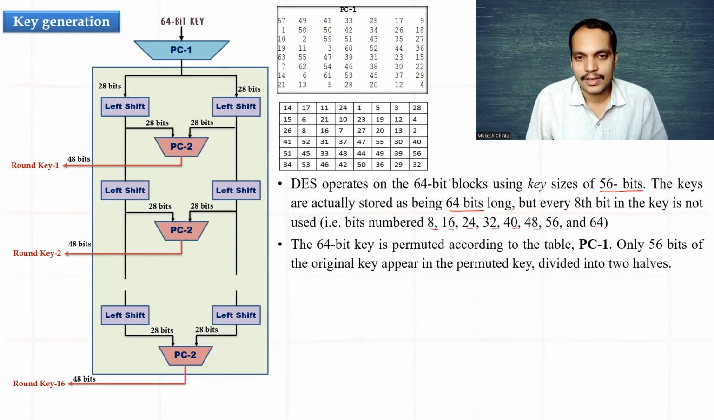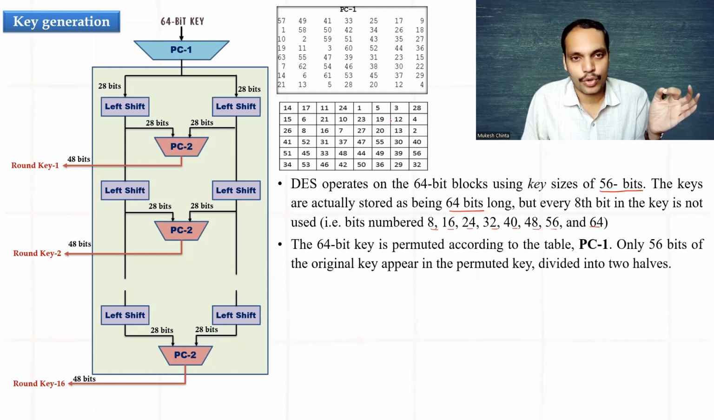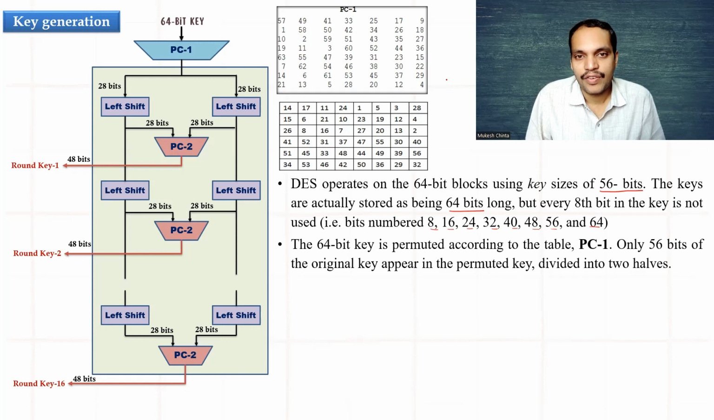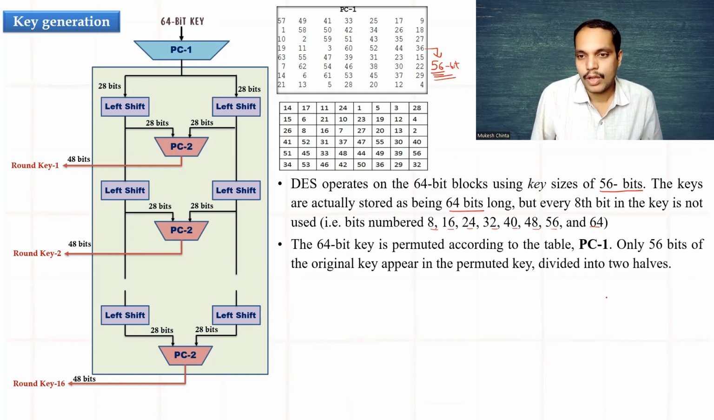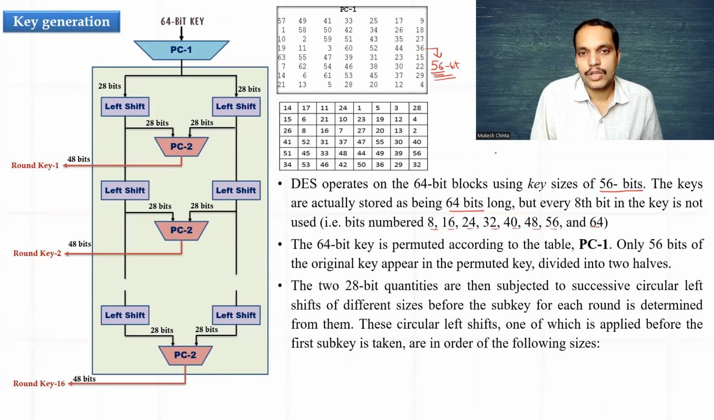And these keys are subjected to, that means out of the 64-bit key, we put it into PC1, or we call it permuted choice 1, which selects a 56-bit key from this 64-bit key. So this is the order in which I get my 56-bit key. These 56 bits are now divided into 2 halves. So the 64-bit key is permuted according to the table PC1. Only 56 bits of the original key appear in the permuted key, and then it is divided into 2 halves. So out of 56, I divide into 2 halves, which is 28 and 28.